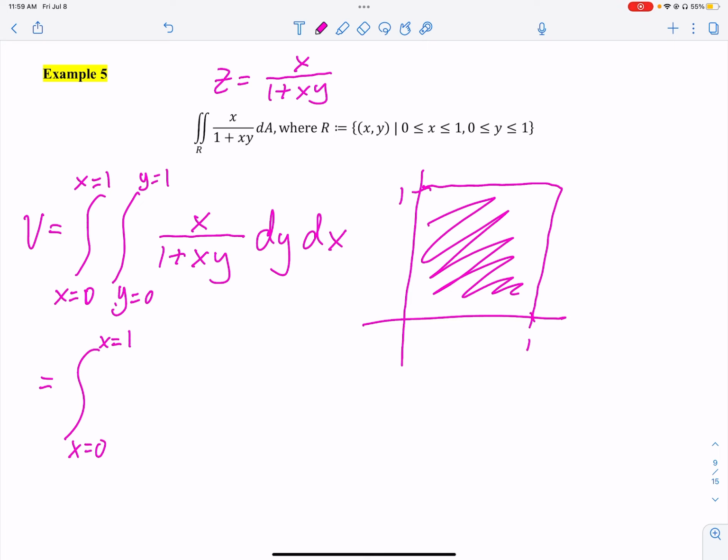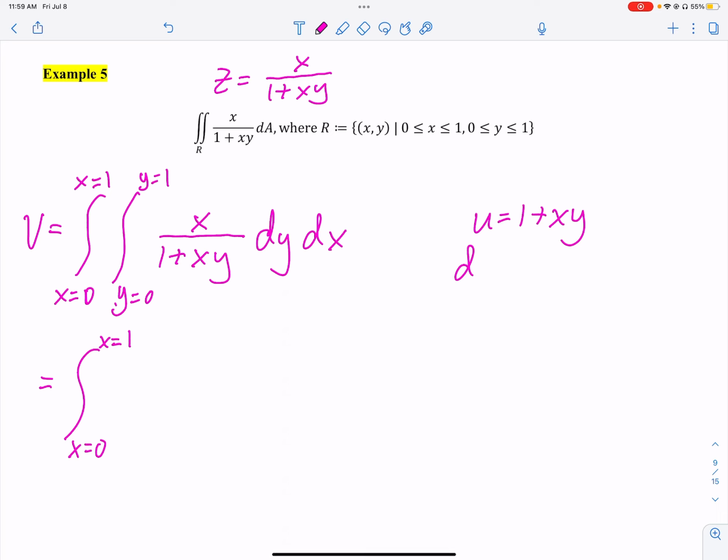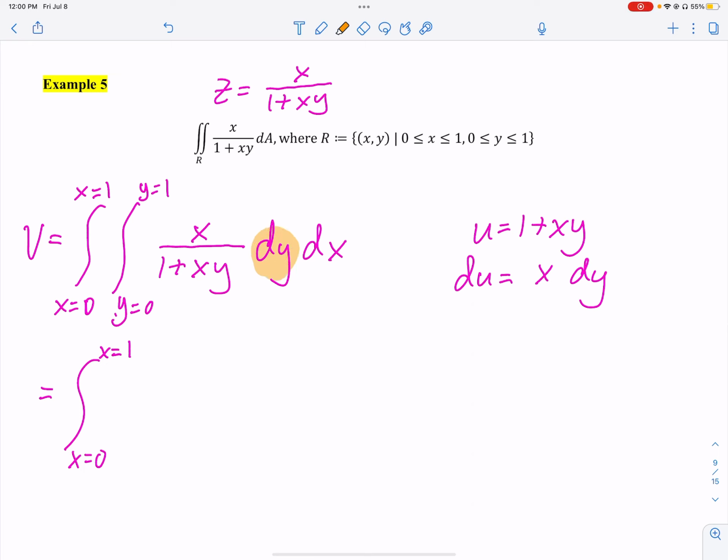This takes a u sub. I'm going to erase our picture since we know what it's going to look like. Our u sub is going to be 1 plus xy, which means du. Remember, we're doing it with respect to y, so that's going to be x dy, because we're taking it with respect to y. Hopefully that makes sense to you. It's confusing, I know, but you have to just base it on what's going on here.